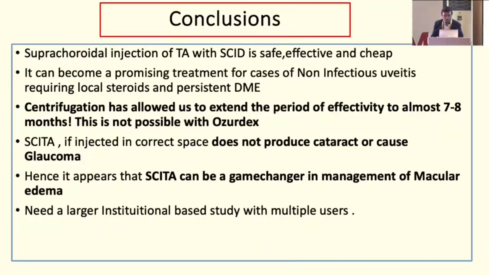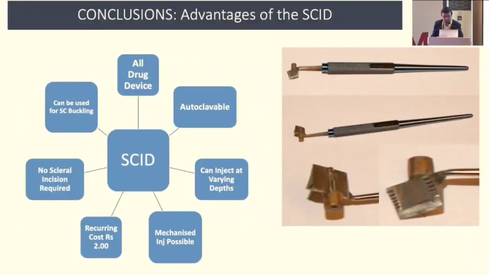It does not produce cataract or glaucoma because it lies in the suprachoroidal space. In our 128 eyes, in 4 cases we had increased intraocular pressure. No patient developed cataract. I think it can be a game changer in the long term for management of diabetic macular edema and other persistent macular edemas. And this device can also be used for various other indications for injecting agents into the suprachoroidal space.